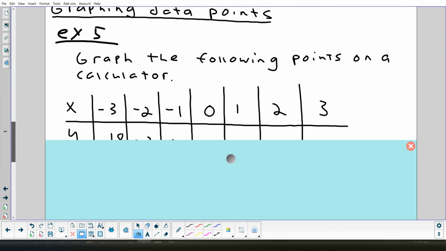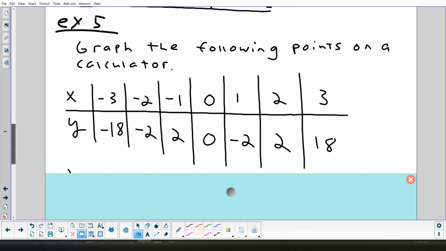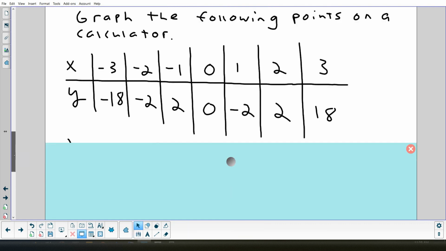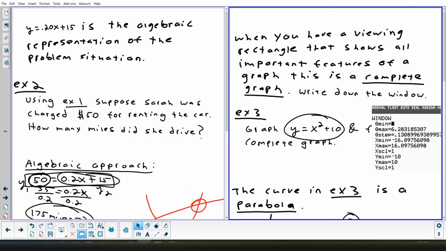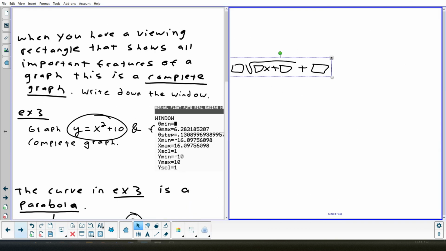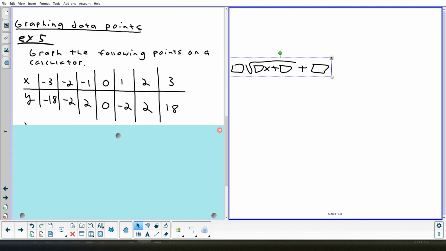All right. Graphing data points. I'll show you this part. It's not something we do a lot. We will do it a little bit later on, but you can actually plug coordinates into the calculator and almost make like a scatter plot. Okay. So let's say you want to, let's go like this. We want to graph those points on the calculator.